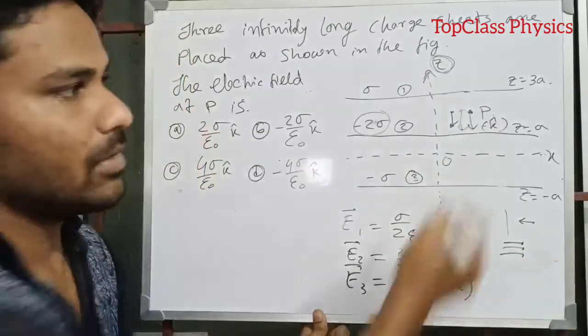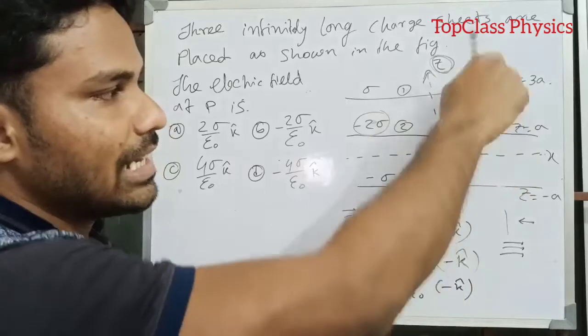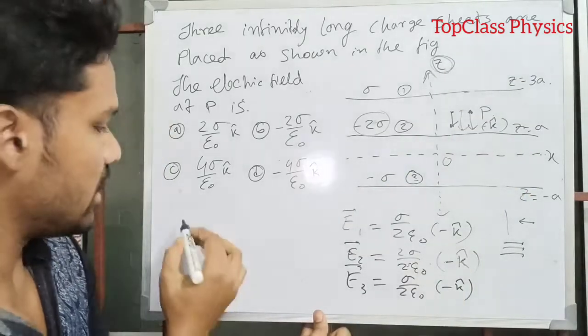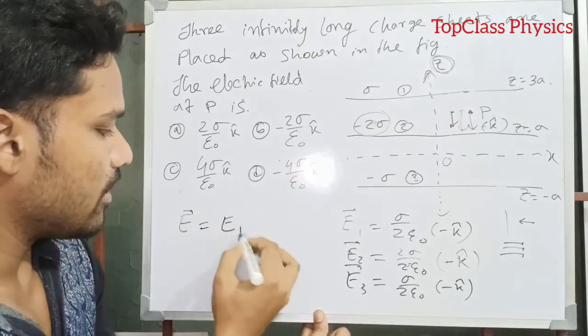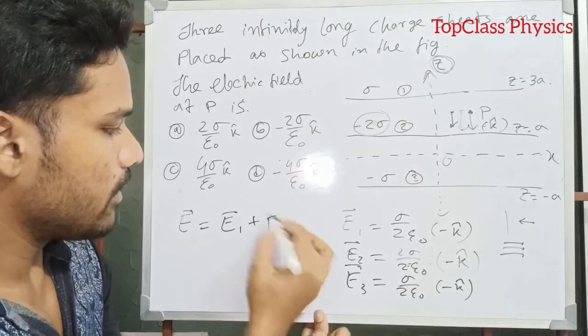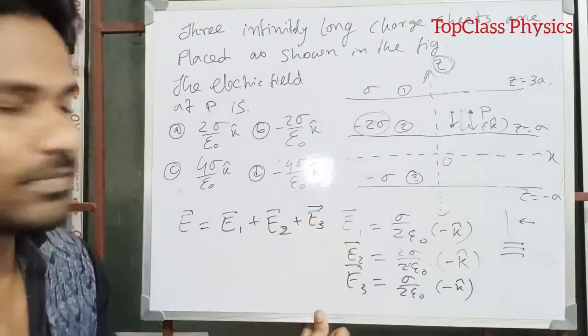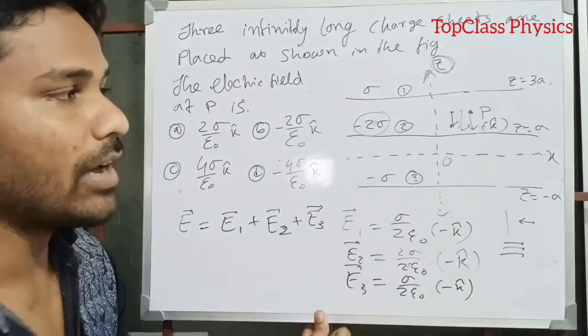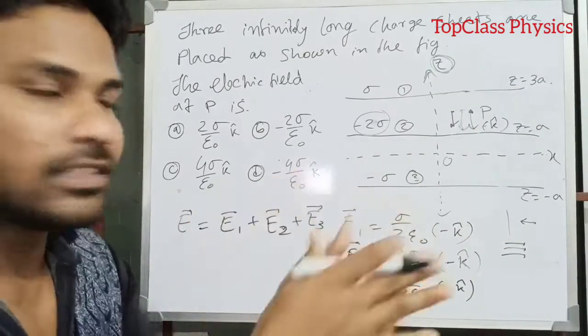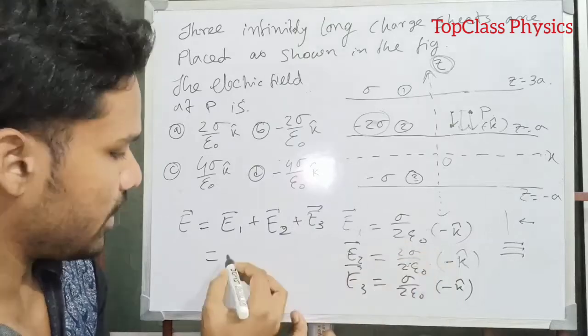Now the total electric field, this is a vector and all the directions are the same, because all are in the negative k direction. So the total electric field is E1 vector plus E2 vector plus E3 vector, right? All are added. Why added? Because they are all in the same direction.